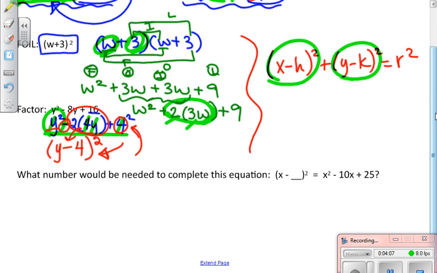So let's think about this. If I have x squared minus 10x plus 25, what number goes right here? Again, this could be written as 2 times 5 times x. 25 is a perfect square of 5 squared. We've talked about you just take the base. And so if I put 5 in there, it would complete that perfect square to make that quantity be equal to the expanded form.